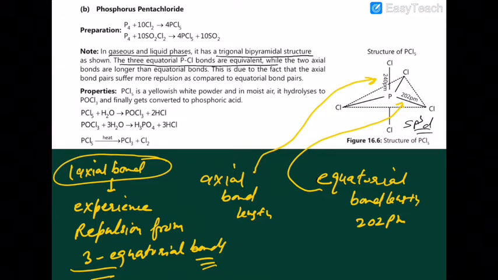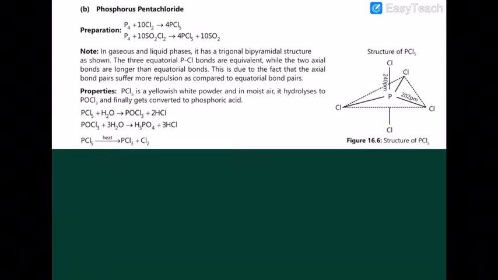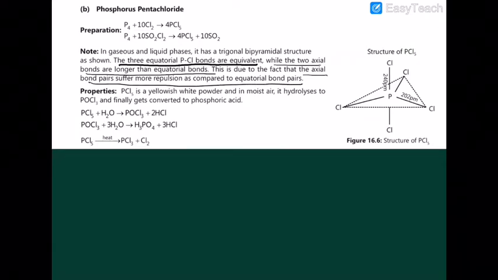So I am repeating once more what happens here. The three equatorial P-Cl bonds are equivalent. Okay, all the equatorial bond lengths are 202, while the two axial bond lengths are longer than the equatorial bond. This is due to the axial bond pair suffering more repulsion than the equatorial bond pair. Sure about that? This is very, very important.